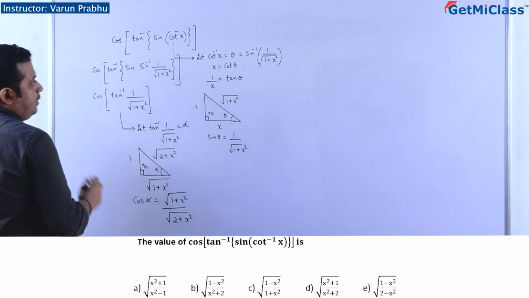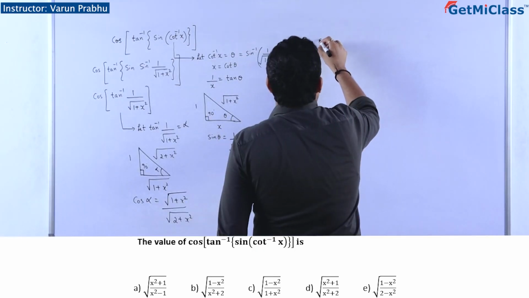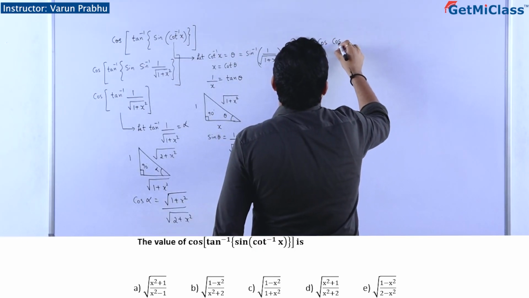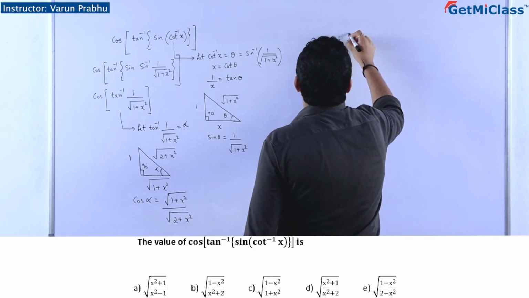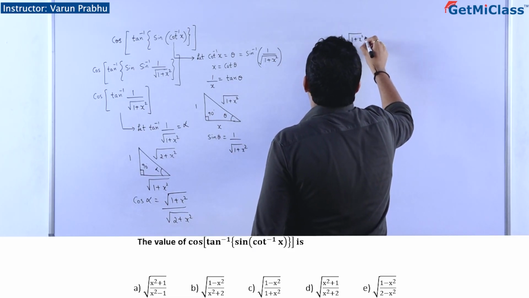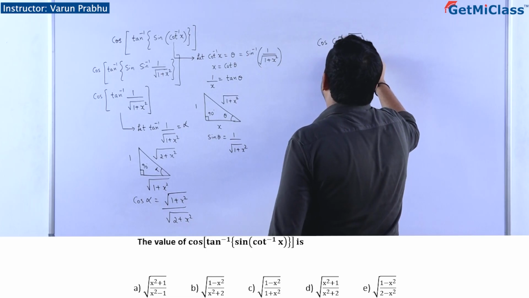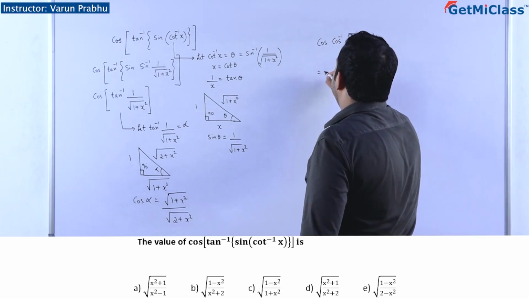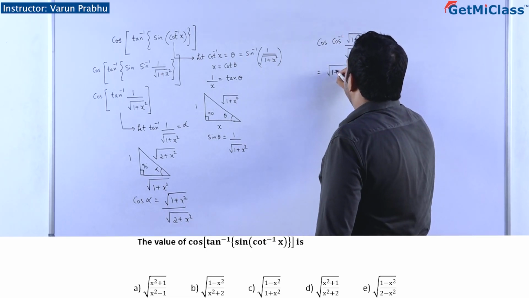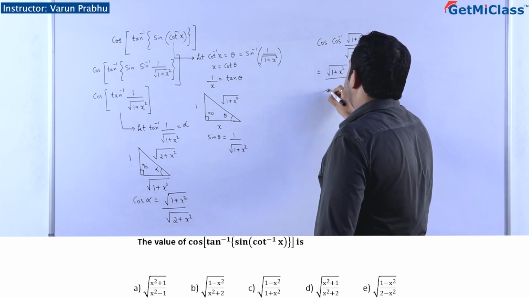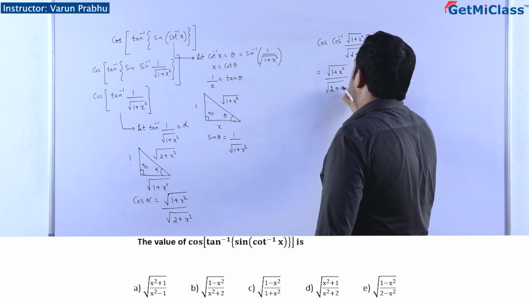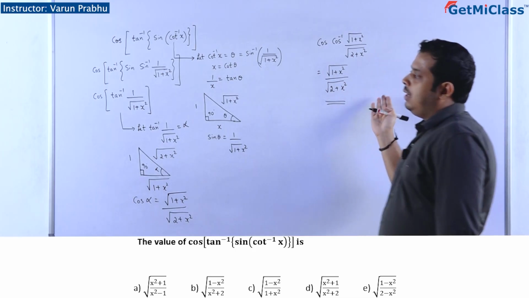So I can write here now, it will be of the form cos inverse of root of 1 plus x square divided by root of 2 plus x square. Cos and cos inverse will get nullified. So your leftover answer will be in the form root of 1 plus x square divided by root of 2 plus x square. This will be the answer to the question.